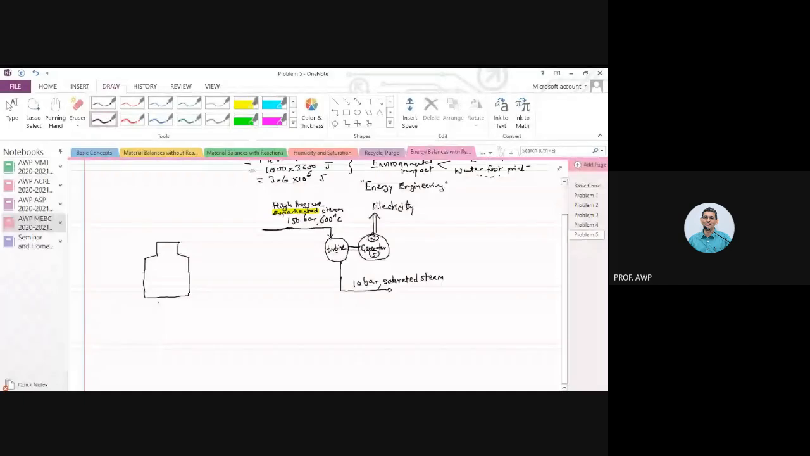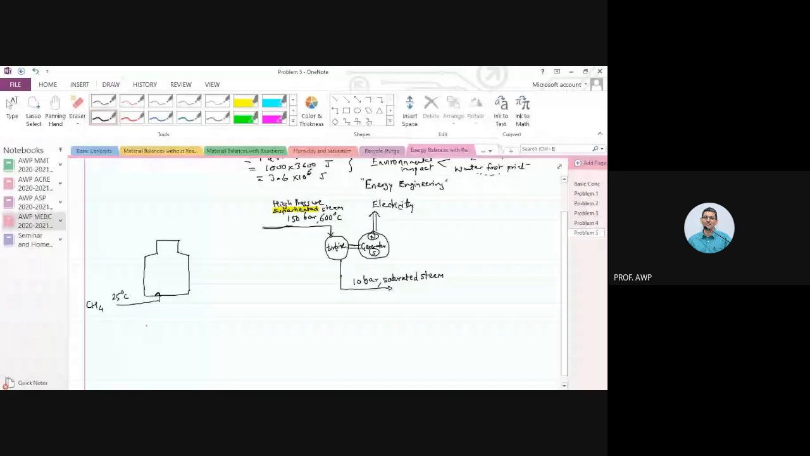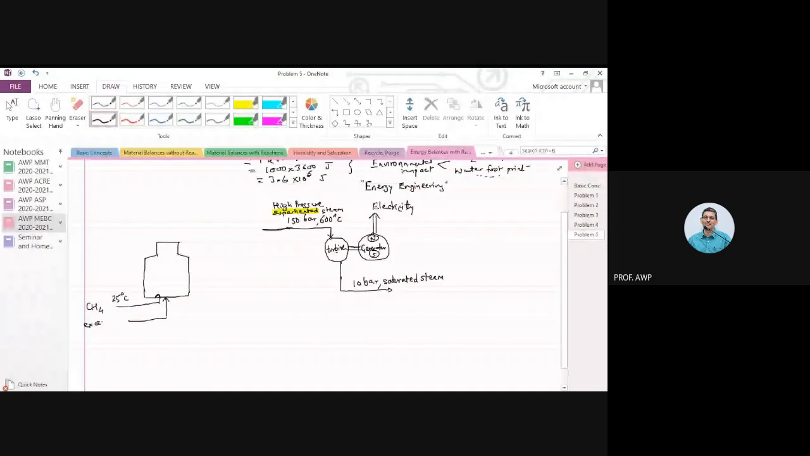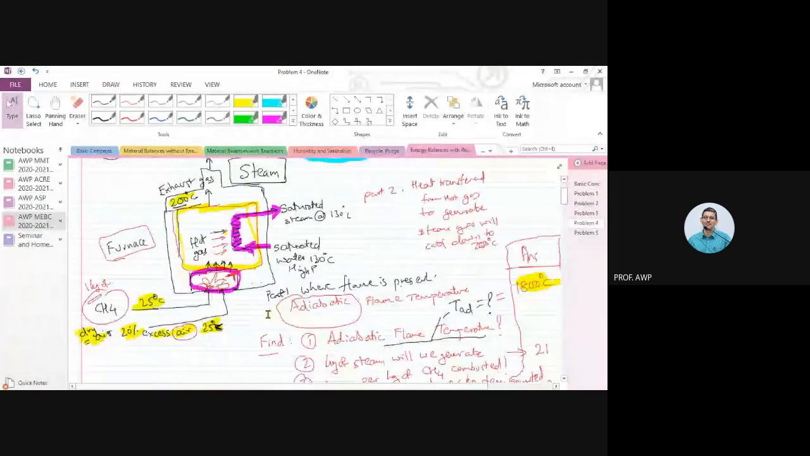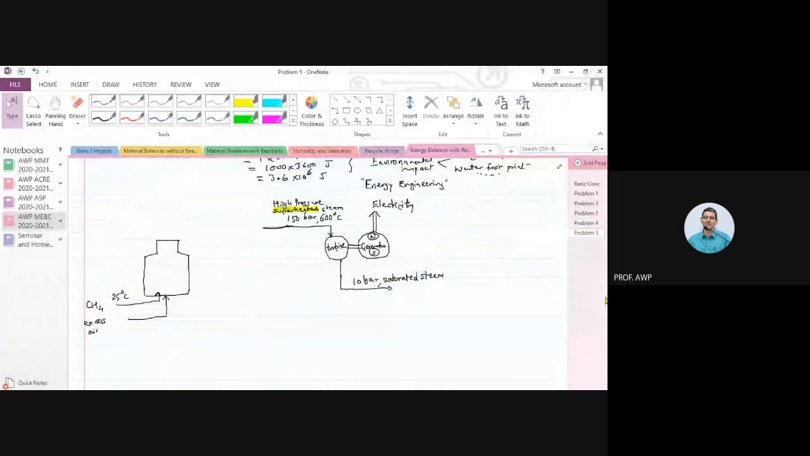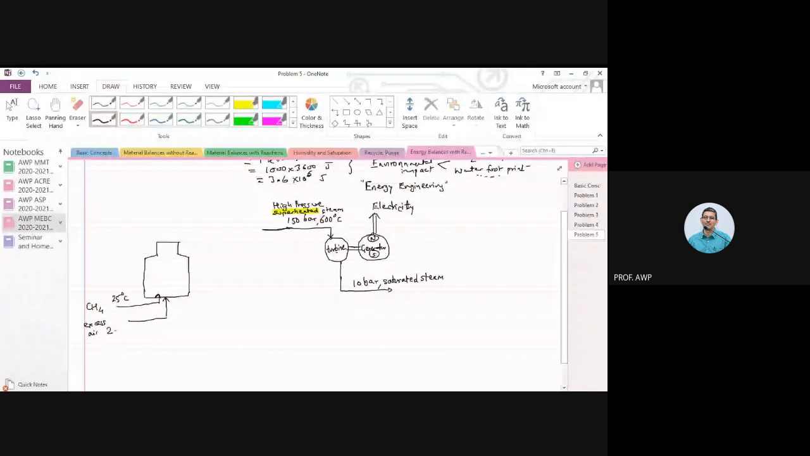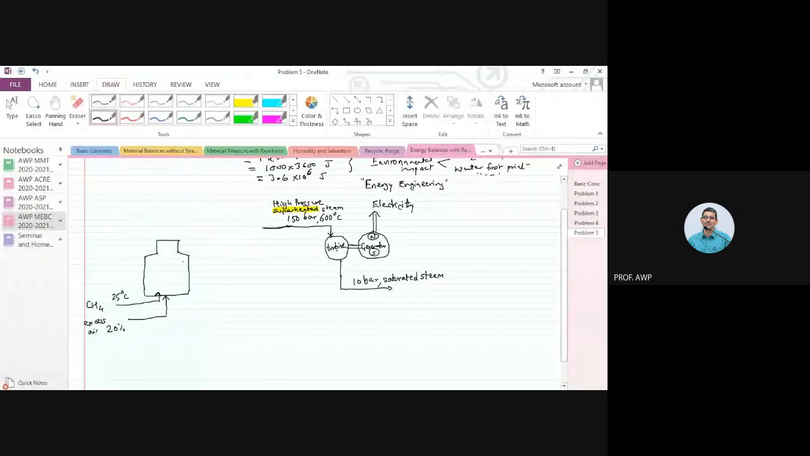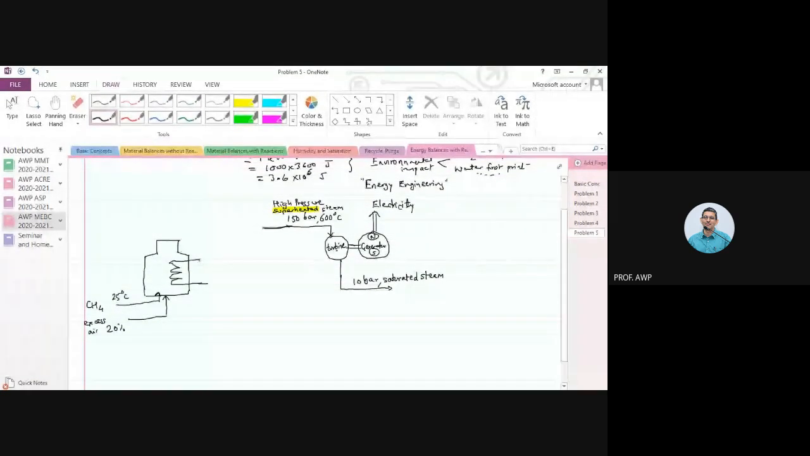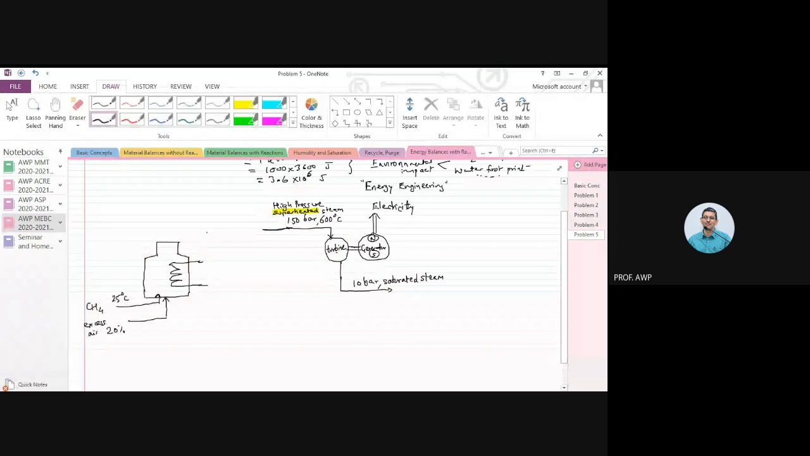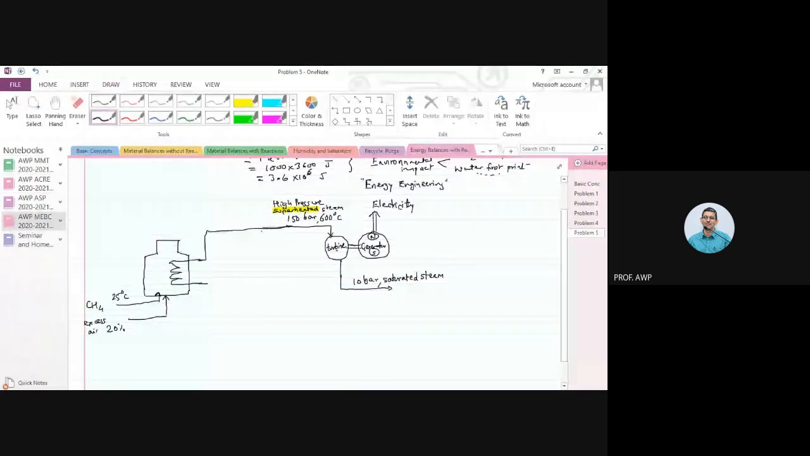So we supply fuel. Let's say we supply methane, 25 degrees centigrade. We supply air, excess air. What did we take last time? How much excess air did we take last time? Anybody recalls? 20% excess air. We have a coil inside. That coil we supply water, and then that water picks up the heat and becomes high temperature superheated steam.